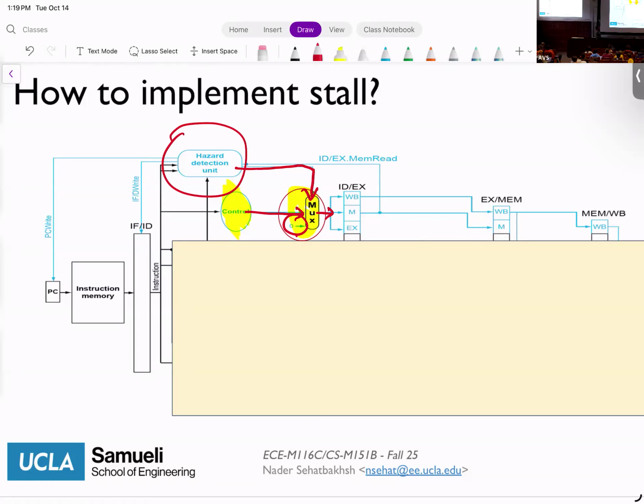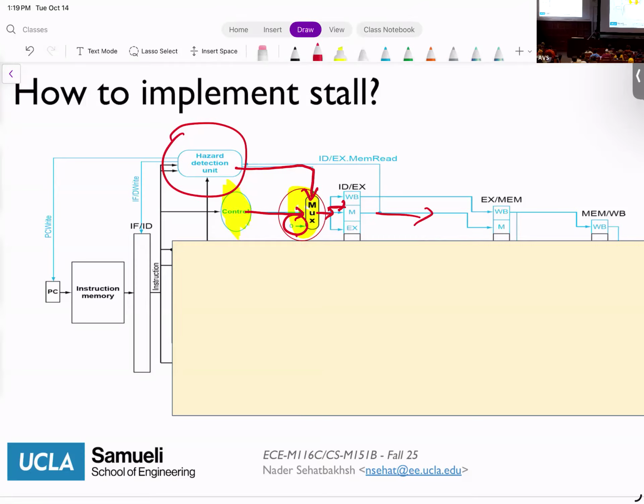So whenever we see that we need to insert a bubble, all we need to do is make that control signal equal to 1. That means I'm going to basically pass 0 all the way. Okay, this is how we insert zeros.